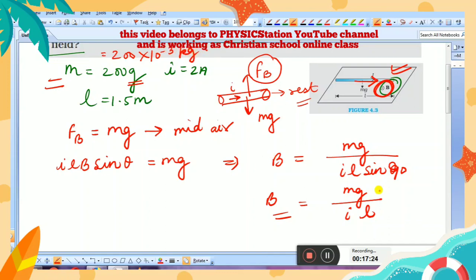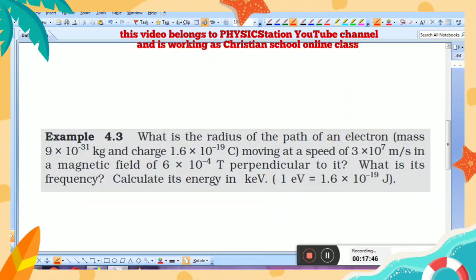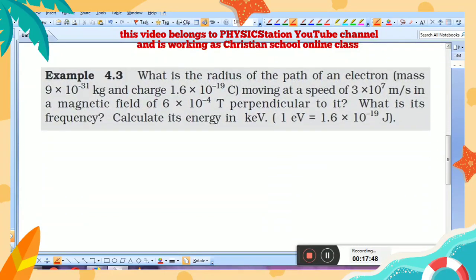Right? After that, the value of g. The value of g is very well known. It is 10 meter per second square. I is given in the question, and the value of L is also given in the question. So after keeping all the values, you can find out the answer of this numerical. I hope you all understood.